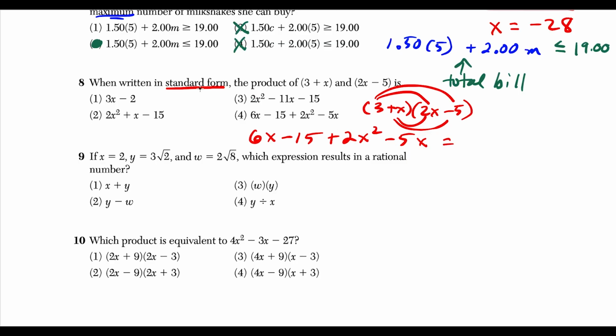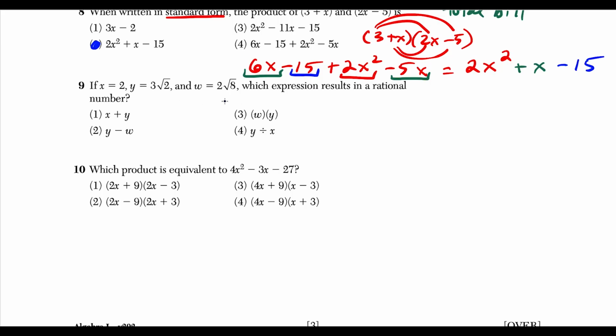So now in standard form, that means the highest powers of x first, and then we write it in descending order. So we have 2x squared is our highest power of x, so we're writing that first. And then combine like terms. You have 6x and a minus 5x, so combine those to make a plus x. And now last is just the minus 15. So we're looking for 2x squared plus x minus 15. That's going to be choice 2.